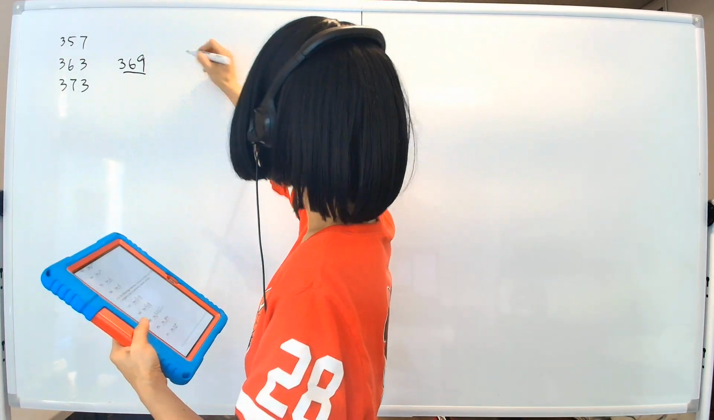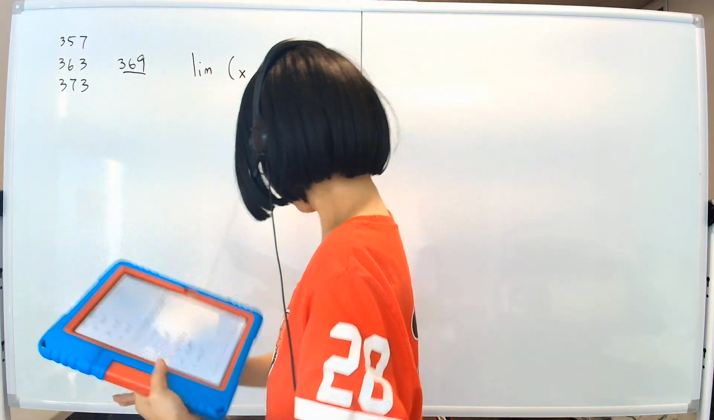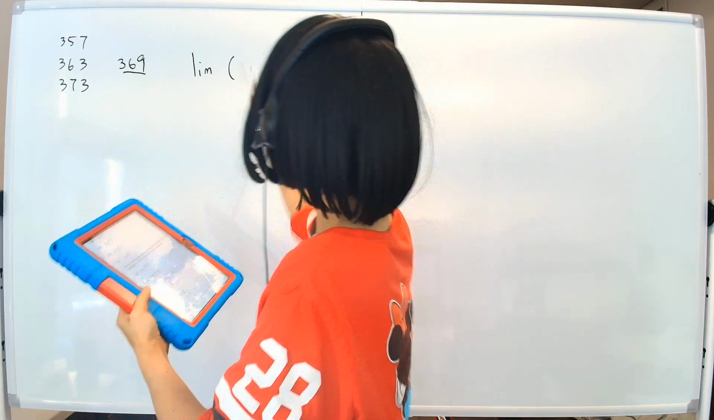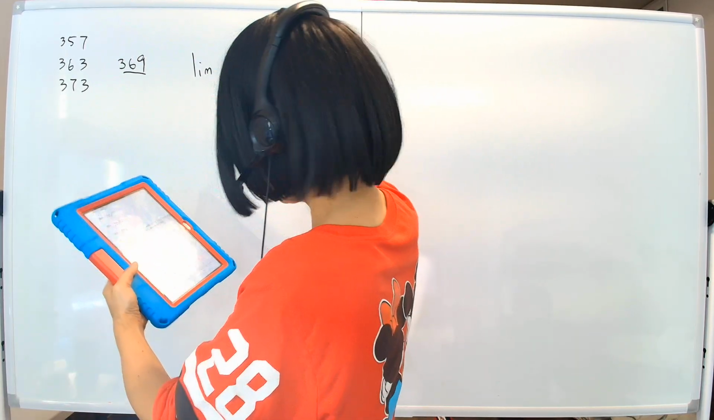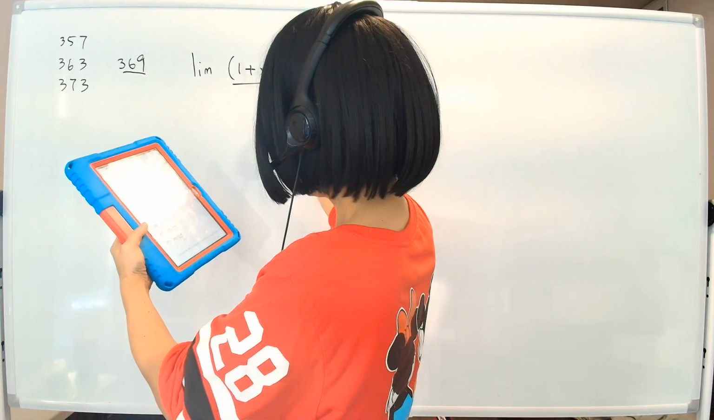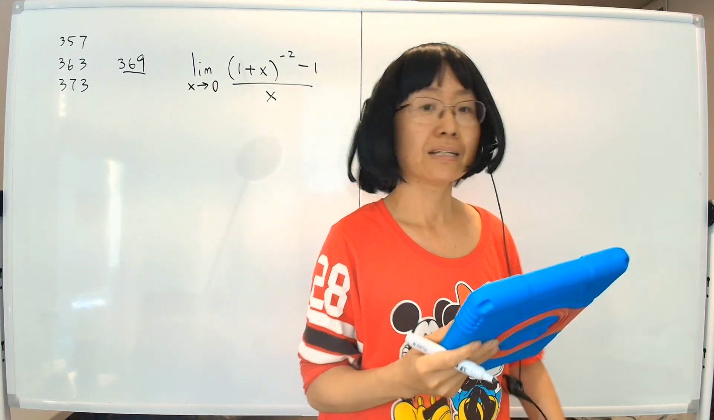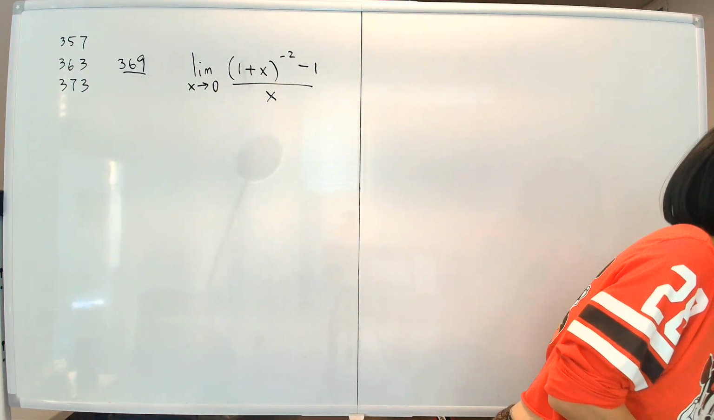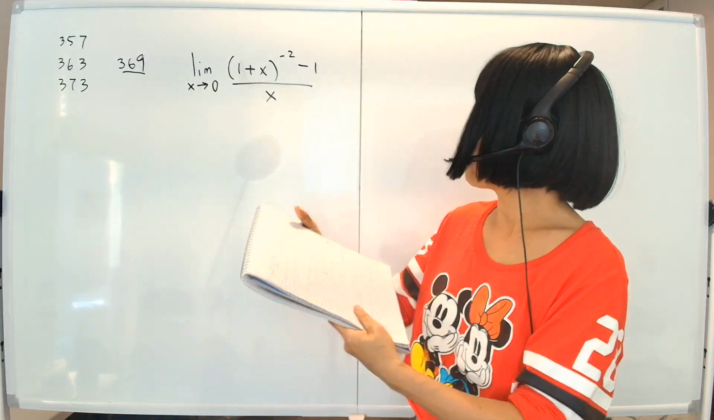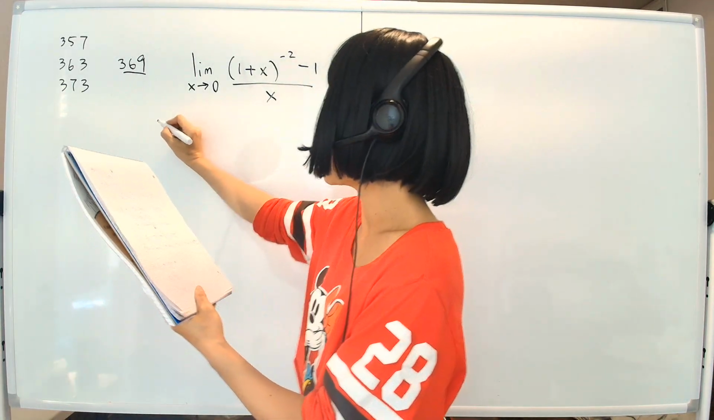369 says we're trying to find the limit of (1 plus x) to the power -2, minus 1, all over x, as x approaches 0. So how would you do that? Now this thing, what is that? It reminds you of this particular formula that we've been staring at recently, right?